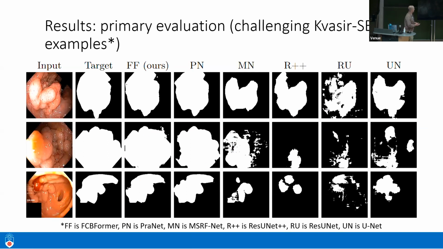So here are some examples from that primary evaluation. These are some examples from the Kvasir-SEG dataset, and they were not randomly selected. I was looking for challenging examples, where I would say that a challenging example is one that the baselines seem to struggle with, and I noticed that in these cases, the FCB former really allows us to get a good representation of the target.